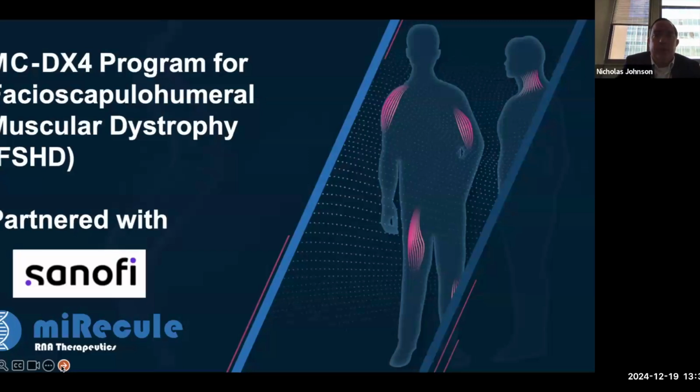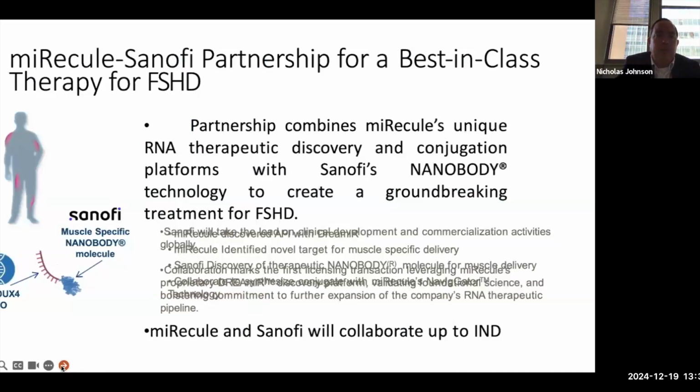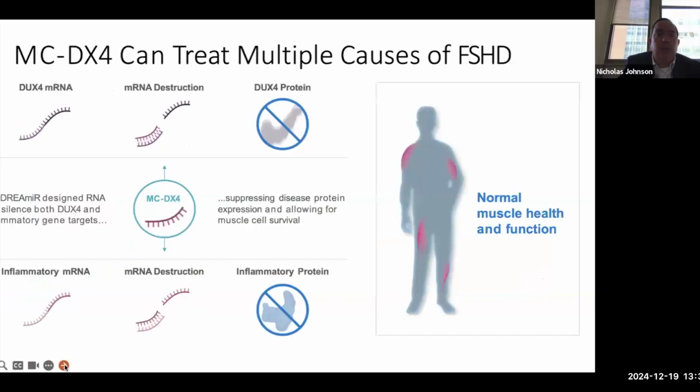All right, just moving right along. This is miRecule's program. So it's a little bit different. Here, this is an antisense oligonucleotide. Oh, and I'm sorry about the print here that it got duplicated. So this is an antisense anti-DUX4 that uses a nanobody to help it have uptake. And this is a partnership with Sanofi, which I think will help in terms of clinical development and certainly within commercialization, given the resources that Sanofi has to bring to bear to this. And they're going to collaborate on this up to the investigational new drug.